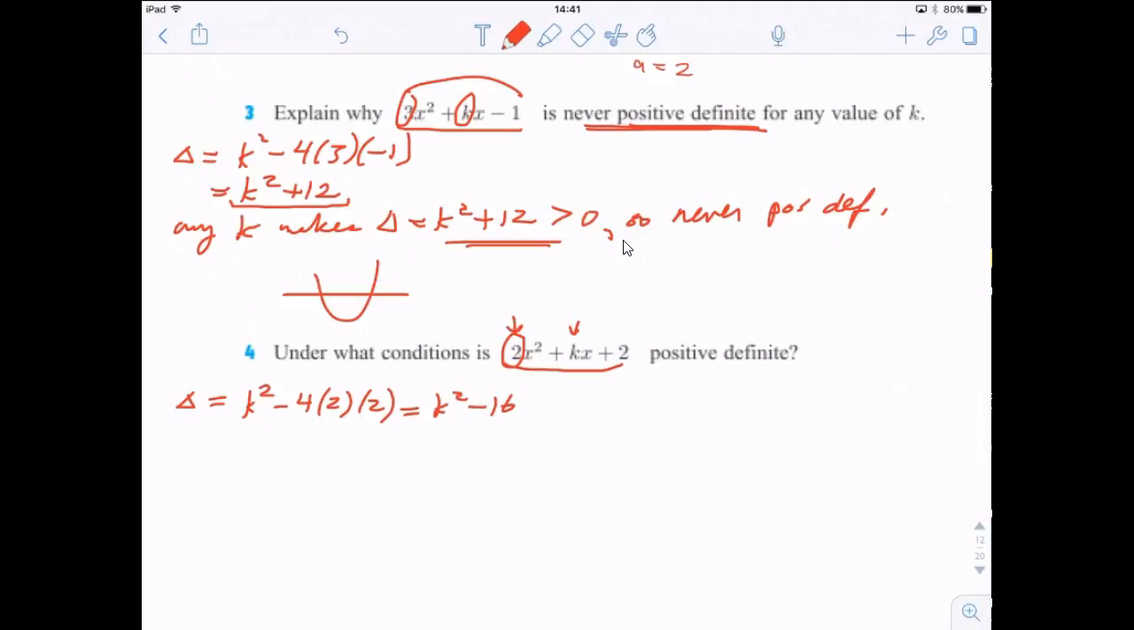So now we're saying, when is the discriminant less than 0? If the discriminant is less than 0, then it's going to be positive definite. Okay? Okay, now we're getting into some old stuff for you.